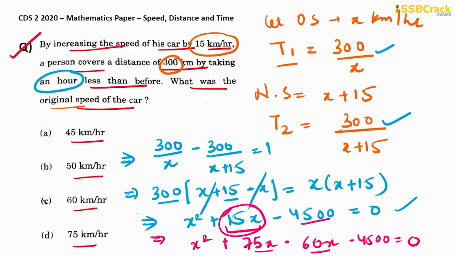Hence the answer for this question should be directly these numbers with opposite sign. So possible values of x will be minus 75 and 60. Also the speed can never be negative. Hence the value of x should be 60 kilometers per hour, that is given in option C.